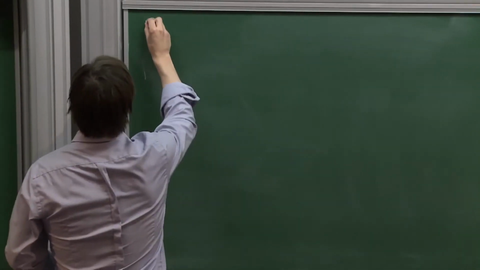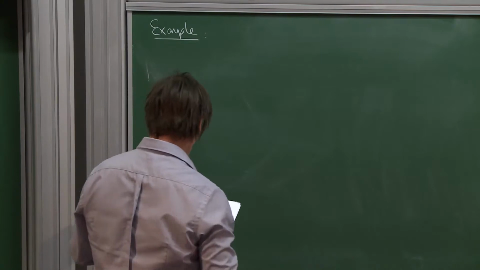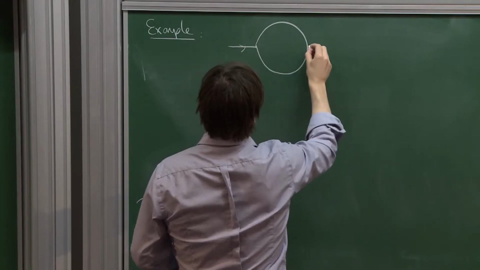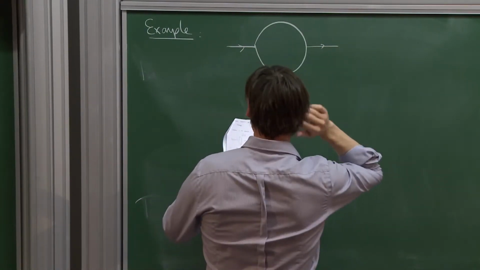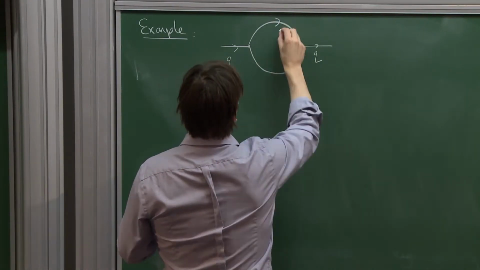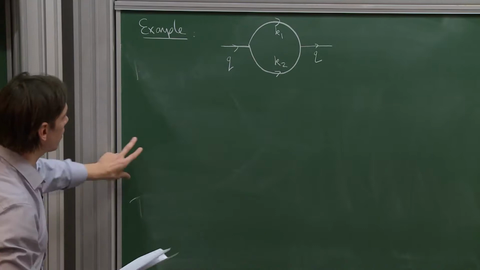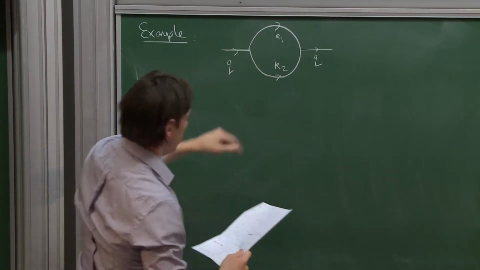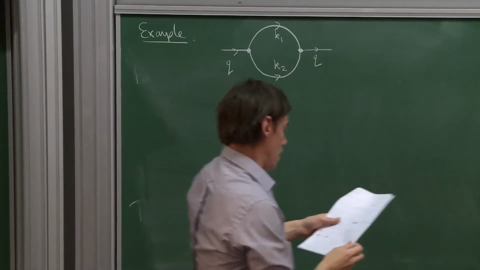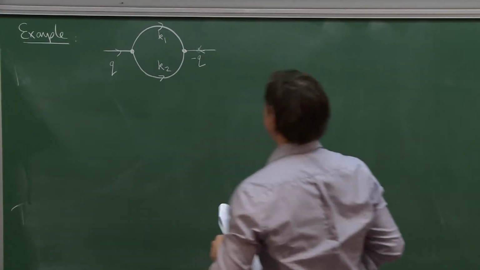Okay, so let's do a very simple example. So let's take this graph. We assign momenta k1 and k2 to these two internal edges. So if you prefer, we can, if I should stick to my conventions, minus q.